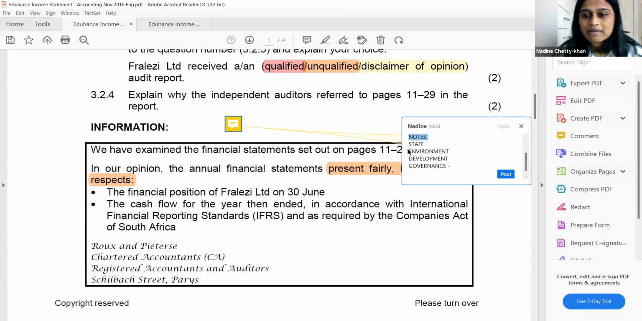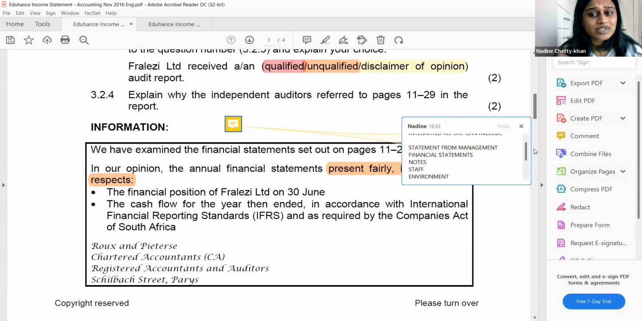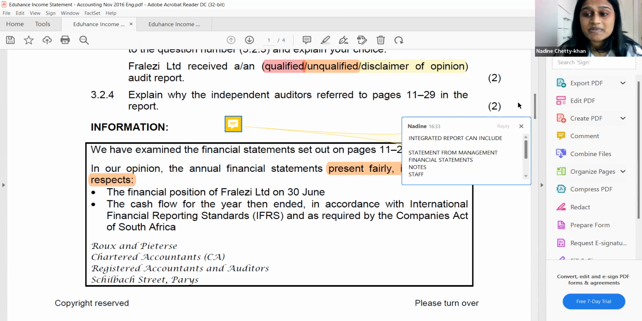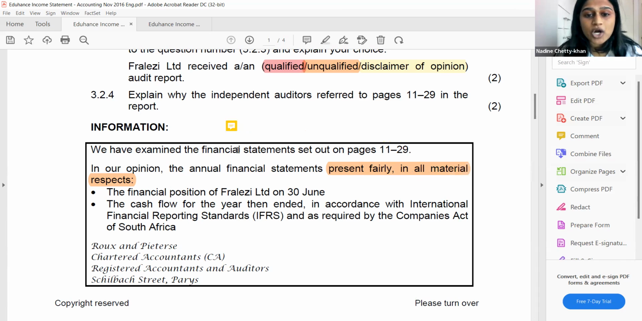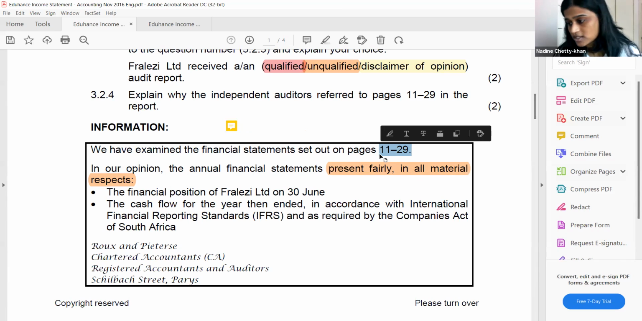So if there's something in the development section that's incorrect, you can't go to the auditors and say, well, you're supposed to have picked up that issue. No. They are specifically telling you they have examined only the financial statements on pages 11 to 29. So if their opinion says that everything is good, it's only for pages 11 to 29. Everything else, there is no assurance that it'll be correct or not.